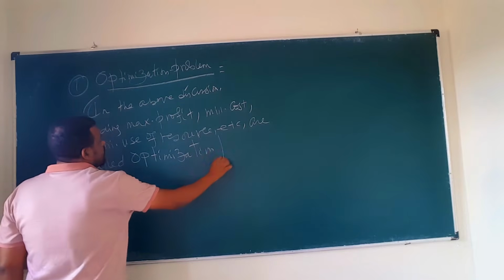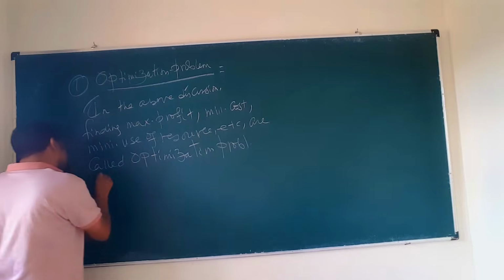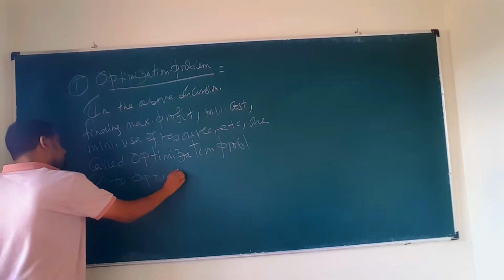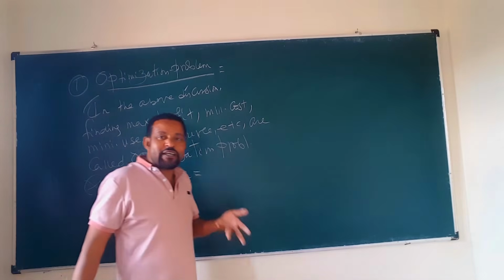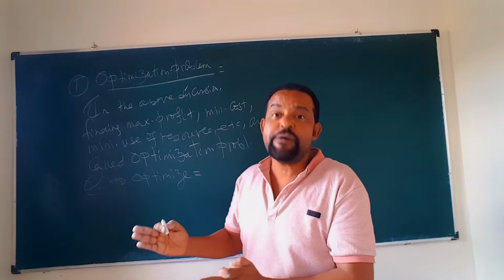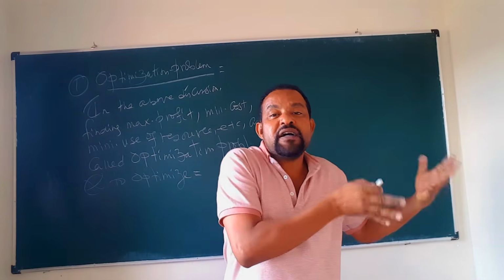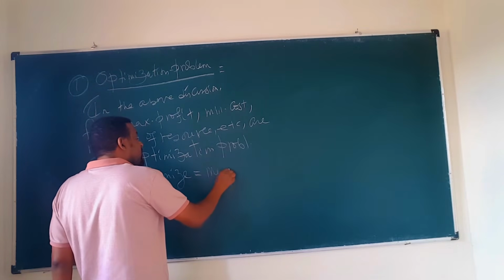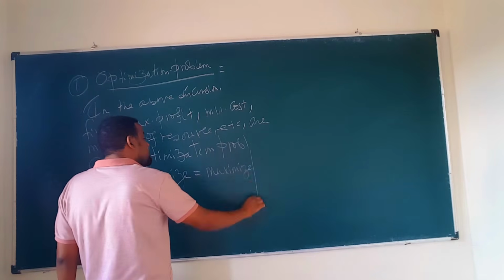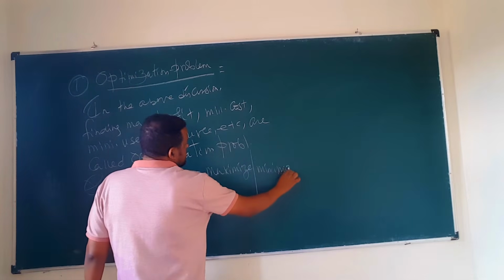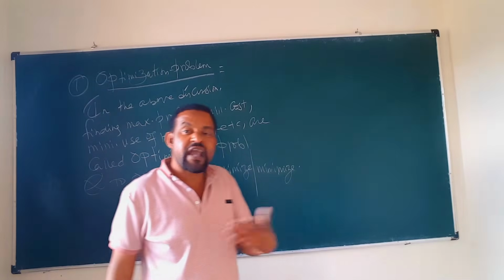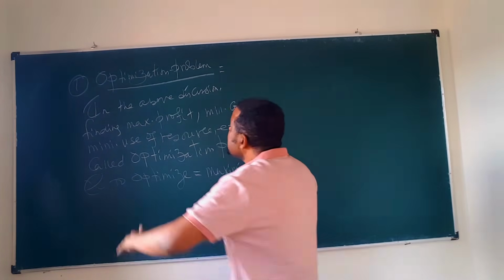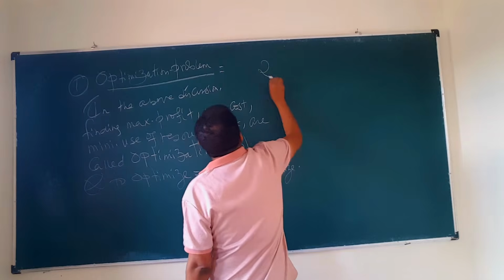We call it an optimization problem. To optimize means what? To optimize means what? Now, it may ask you to optimize the following problem, right? After giving a linear inequality, to optimize means to find either the maximum or the minimum value. So to optimize means to maximize or what? Minimize. So to optimize means to find either the maximum or the minimum value.